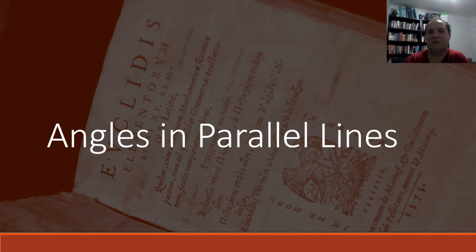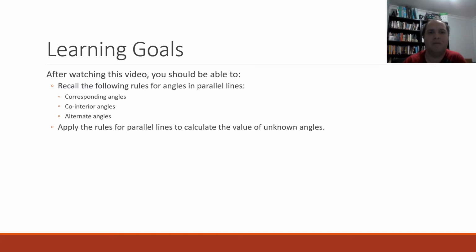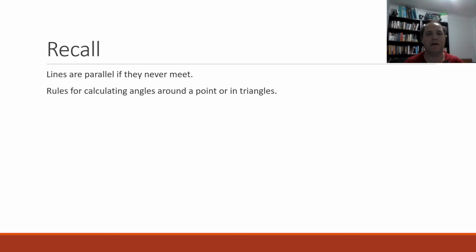Hi students, in this video we're going to look at how to calculate unknown angles that are in parallel lines. After watching this video you should be able to recall the following rules for angles in parallel lines. So we're looking at corresponding angles, co-interior angles and alternate angles, and then apply these rules to calculate the value of unknown angles.